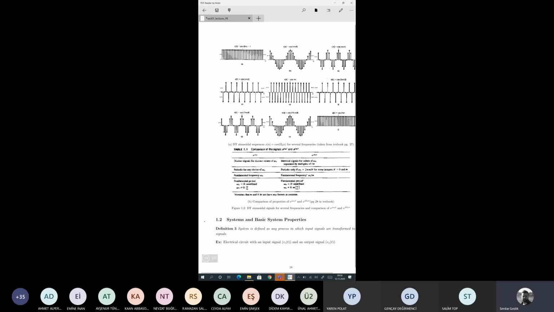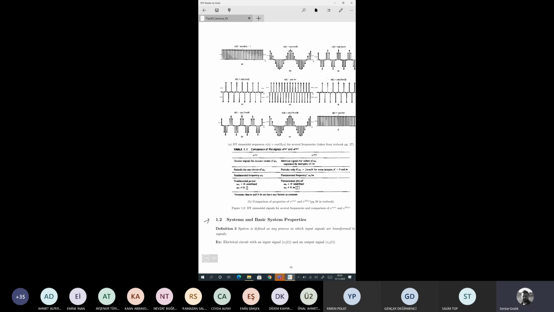Well, next section is 1.2. It is systems and basic system properties. We will first start with the definition of a system. A system is defined as any process in which input signals are transformed to output. So you have an input and you have the output. At the input, you have your signal, and at the output, you have the output signal.